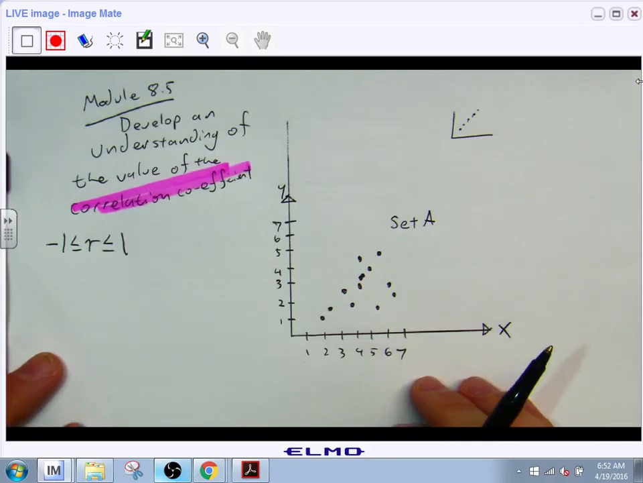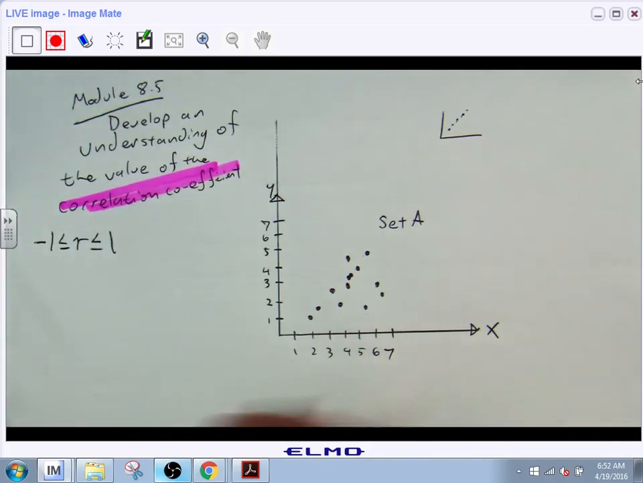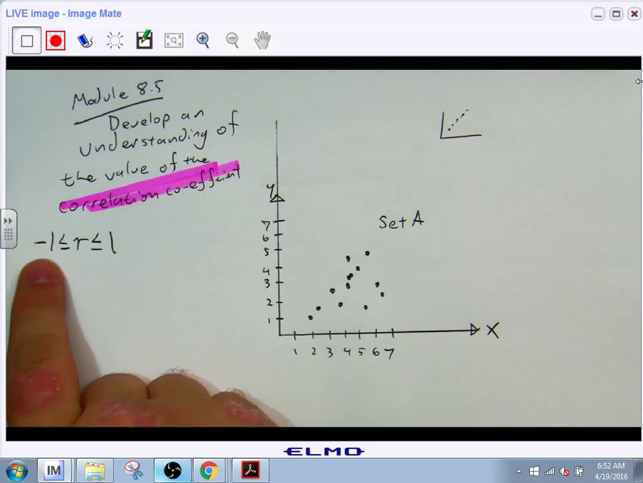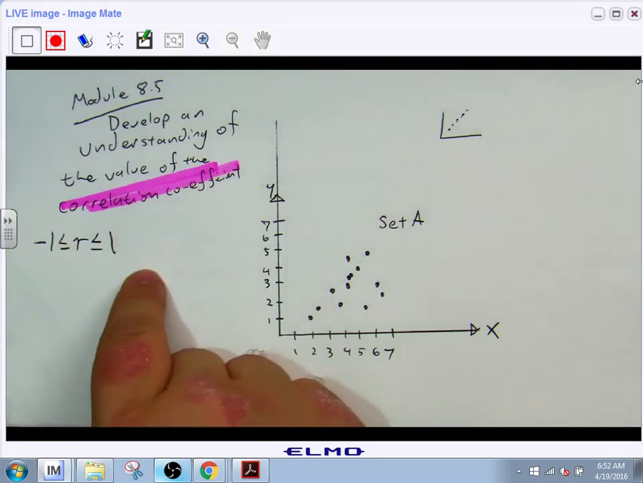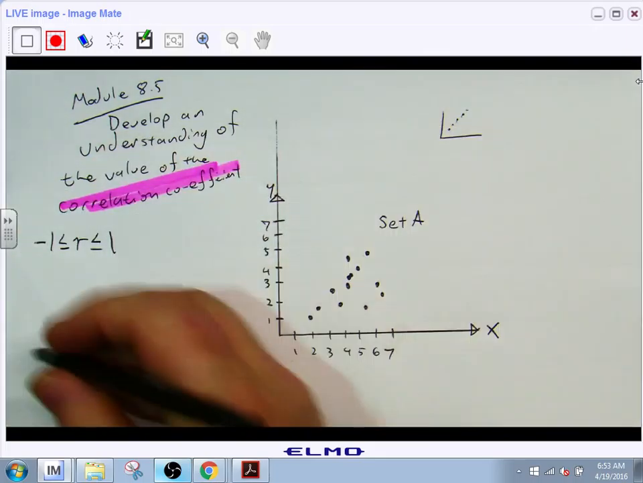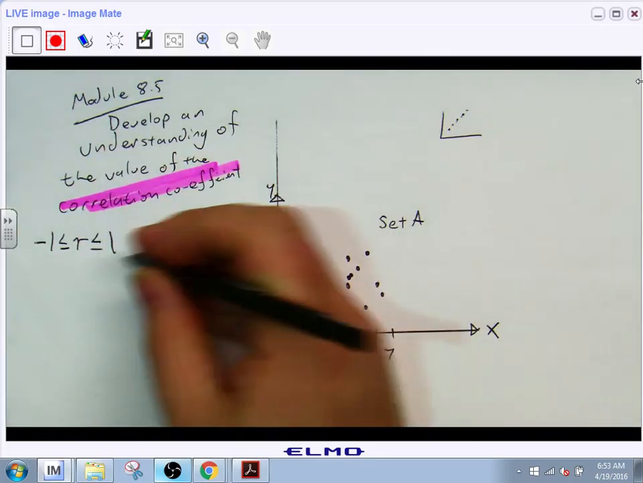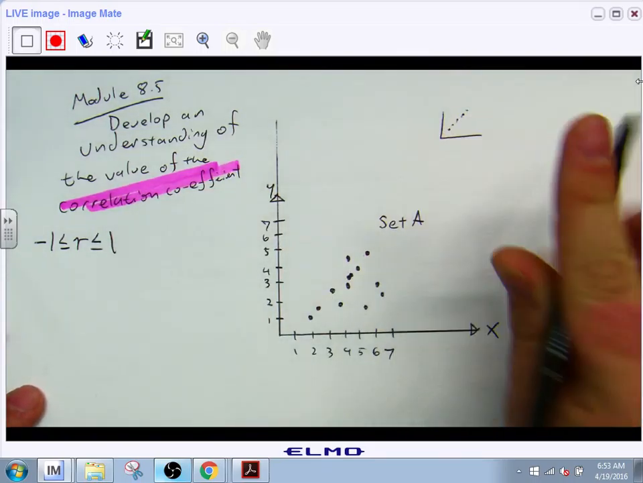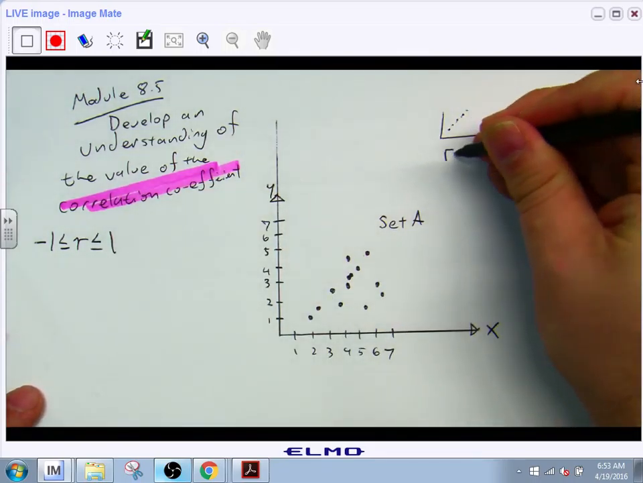I am not sure why we call it R. A smarter mathematician than me has decided to call this thing R. But the correlation coefficient is some number between -1 and 1. And so when we look at that spectrum of numbers, if we were to have a completely positive correlation like this, we would say that R equals 1.